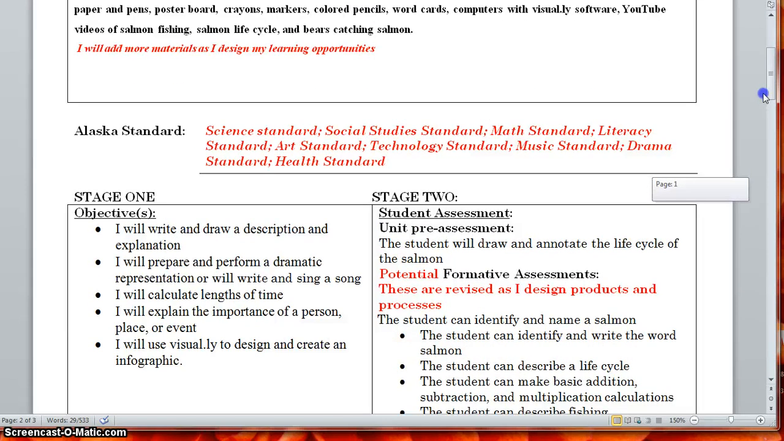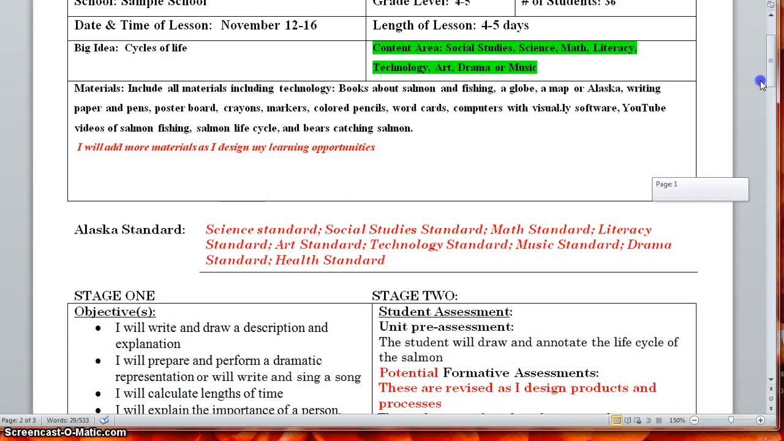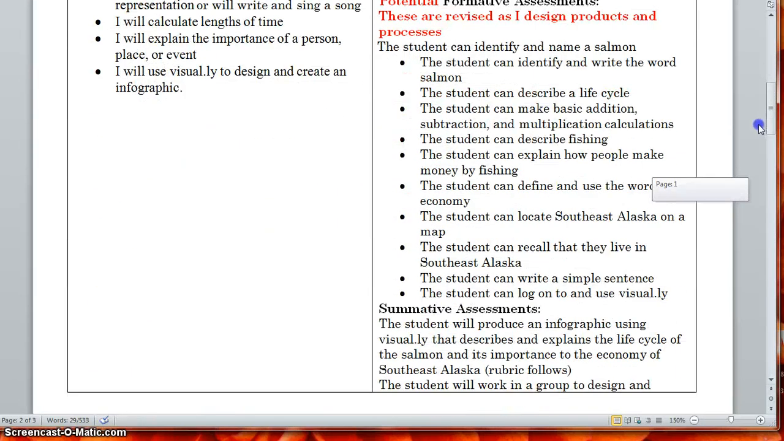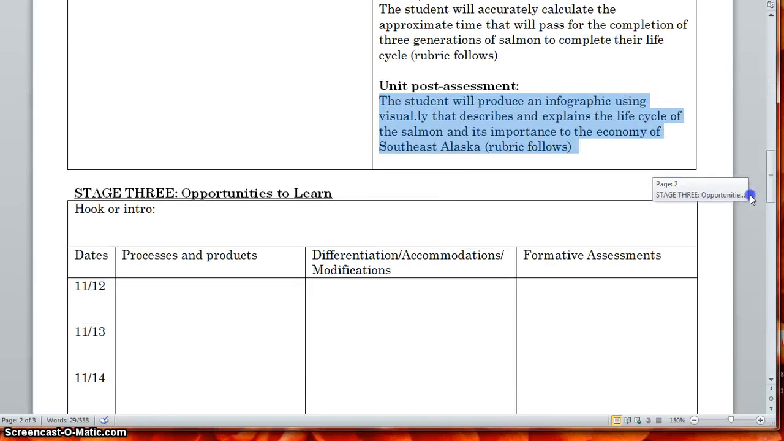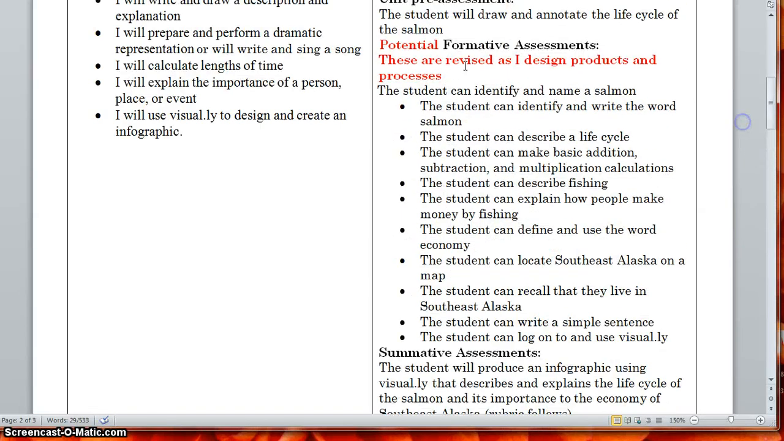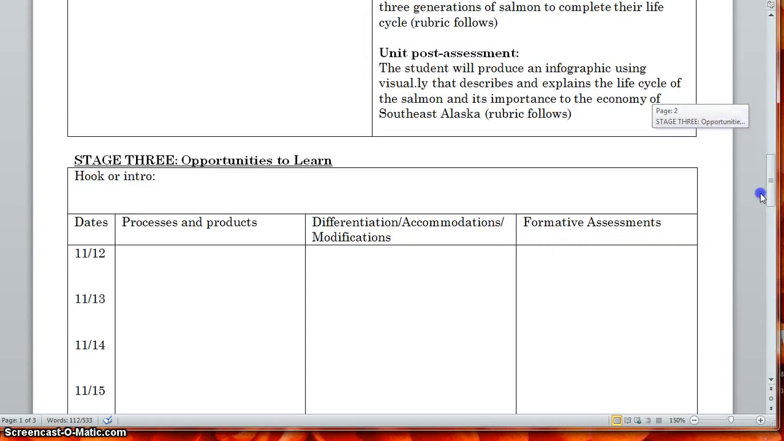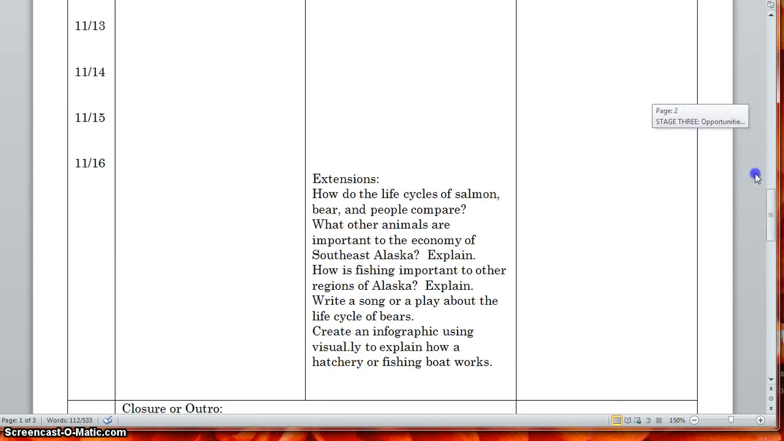So that is what you need to do for this module, basically the top half of your unit design, and start to think about stage 3. As I said, some of these formative assessments are going to show up again in your stage 3 as learning opportunities and activities. And that's okay.